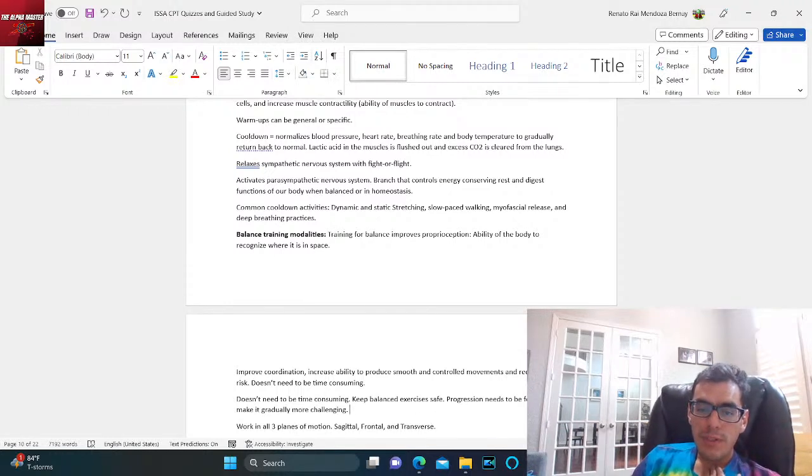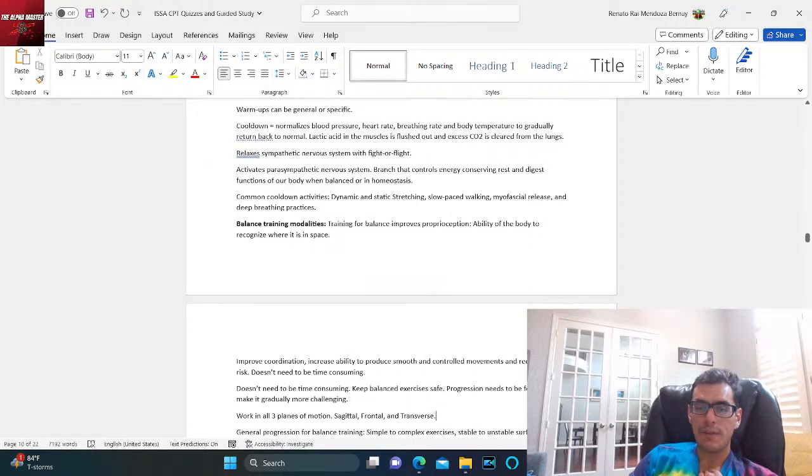You need to work in all three planes of motion: in the sagittal plane, in the frontal plane, and the transverse plane.